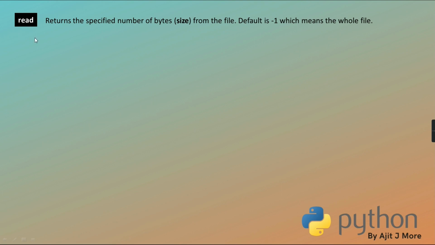And if you don't give size to it, it will read the entire file at a time. The default is -1, which means the whole file. The syntax is file object dot read, and you pass the size. If you don't give size, it is going to read the whole file at a time. And if you give size, it's going to read only that much.